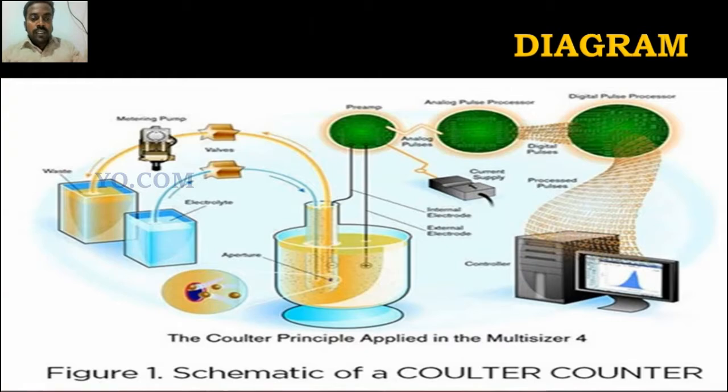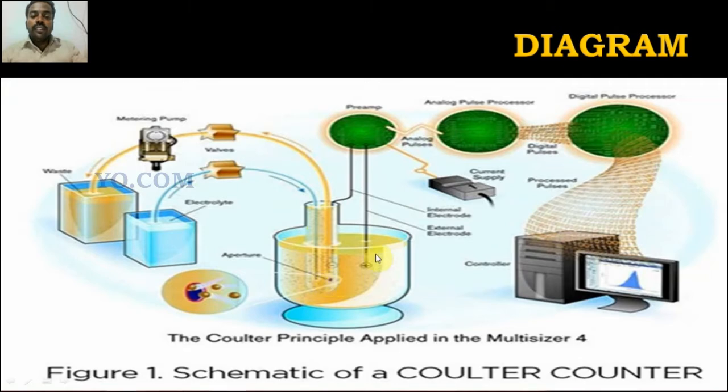Right, so this is a diagram. This is a beaker or container. It has the diluted blood. This blood is diluted with some solution, that is a conductive solution. Then that beaker or container is covered by one tube, that is a glass tube. The glass tube contains a small orifice.